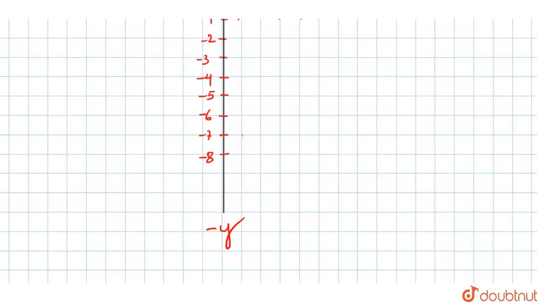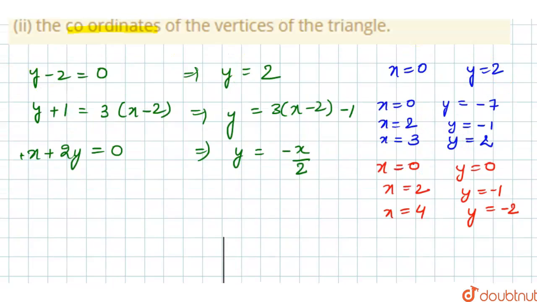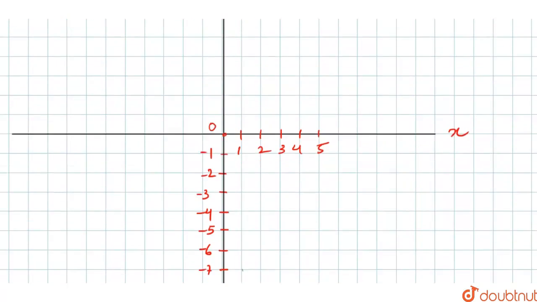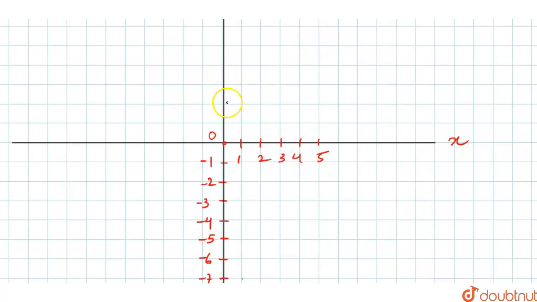Now we have the first point as x is equal to 0 and y is equal to 2. So we will plot it here. Y is equal to 2, and this is your 1, right? So we will make a line here. This is your y is equal to 2 equation.